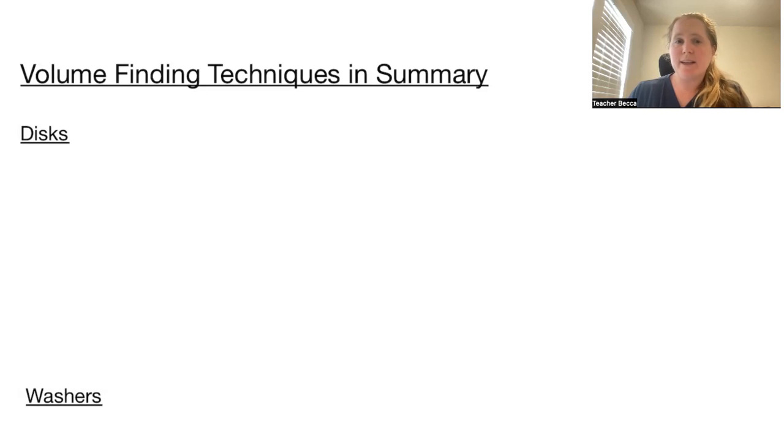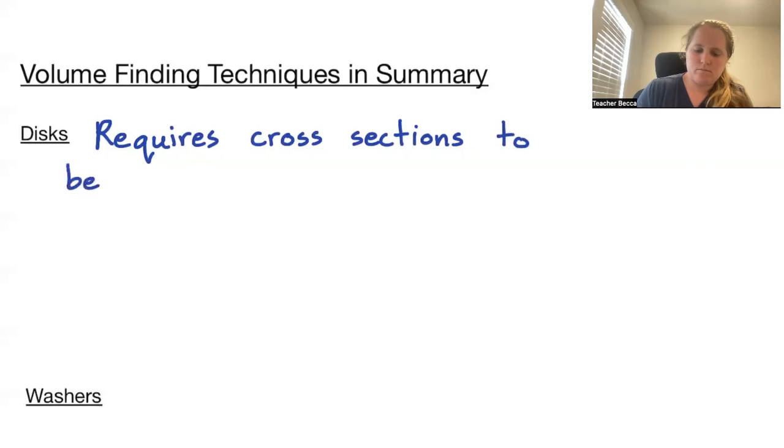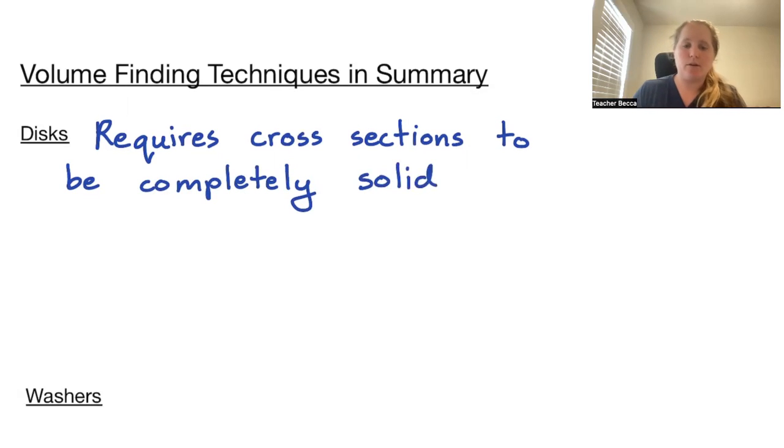Welcome to volume finding techniques in summary. First off, we saw disks. This requires our cross sections to be completely solid. If we have our completely solid cross sections, we have our two versions.